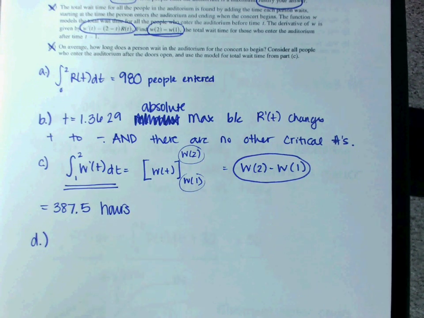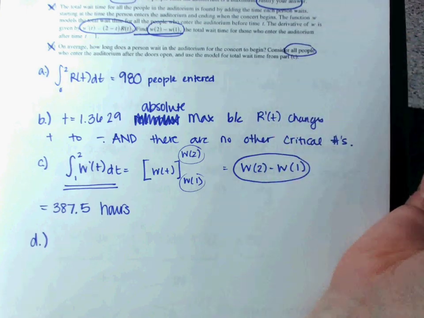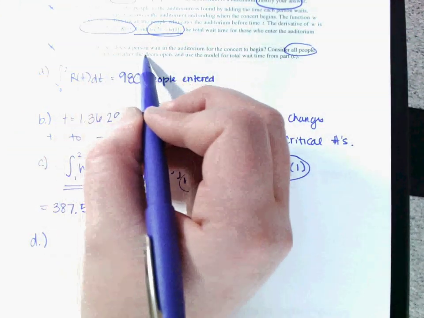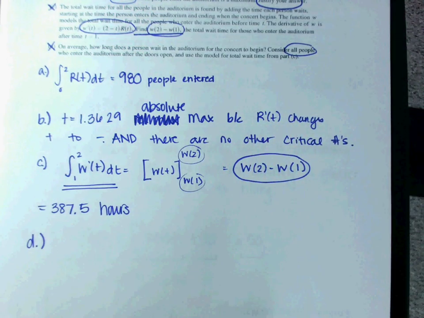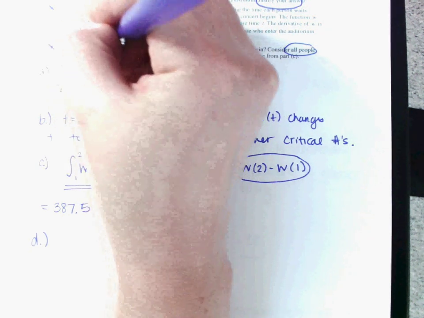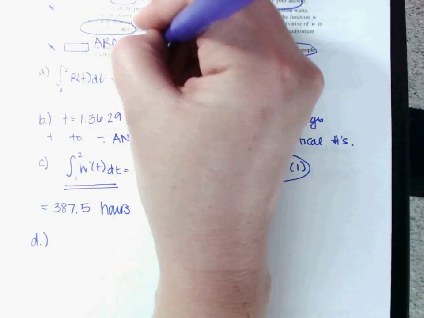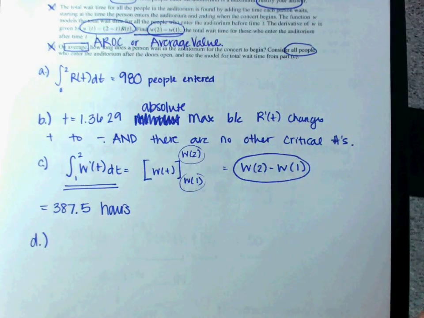Okay, part D. On average, how long does a person wait in line in the auditorium for the concert to begin? Consider all the people who entered after the doors opened. Use the model for wait time from part C. Okay, this is where you would have to think. They are asking you for an average. There are only two averages: there's average rate of change, or there's average value. So I want you to think about which one we're going to use here.